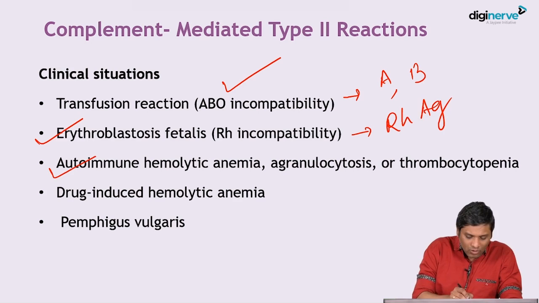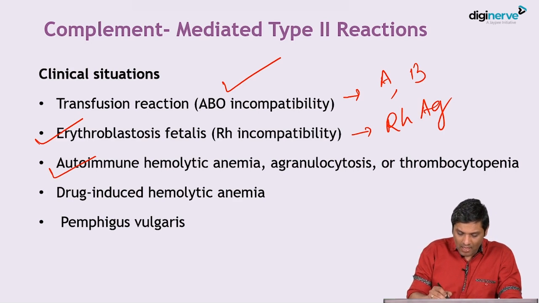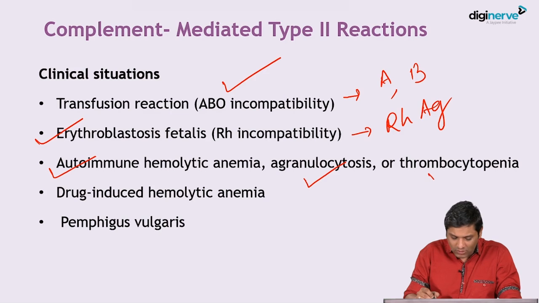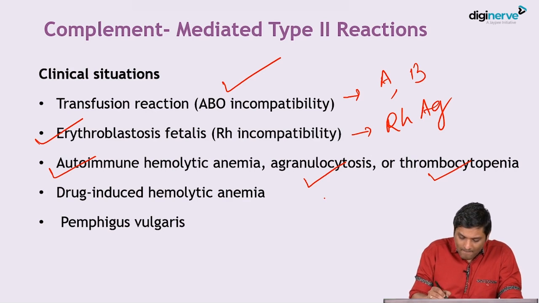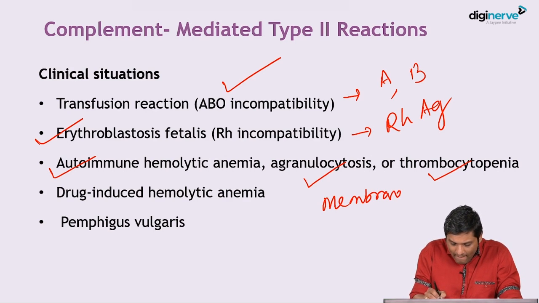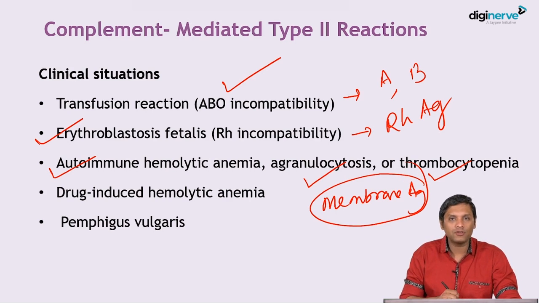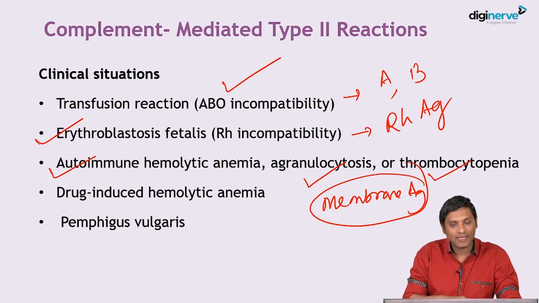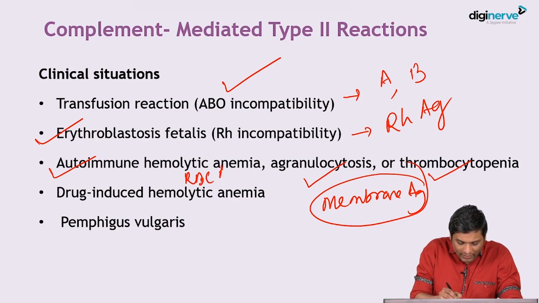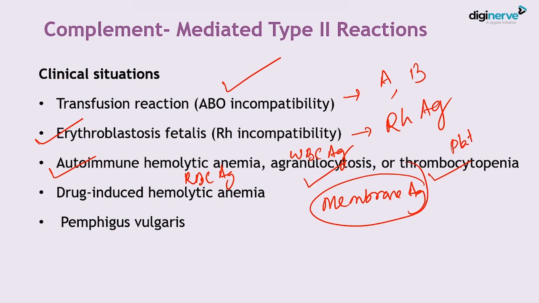So here the type 2 reactions will take place against Rh antigens. Next are the various autoimmune hemolytic anemia, agranulocytosis, thrombocytopenia. All these are autoimmune disorders where antibodies will be produced against membrane antigens. For example, in autoimmune hemolytic anemia, it will be RBC membrane antigens. In agranulocytosis, it will be WBC membrane antigens. And in thrombocytopenia, it is the platelet membrane antigen. So against the membrane antigen, the autoantibodies will be produced.